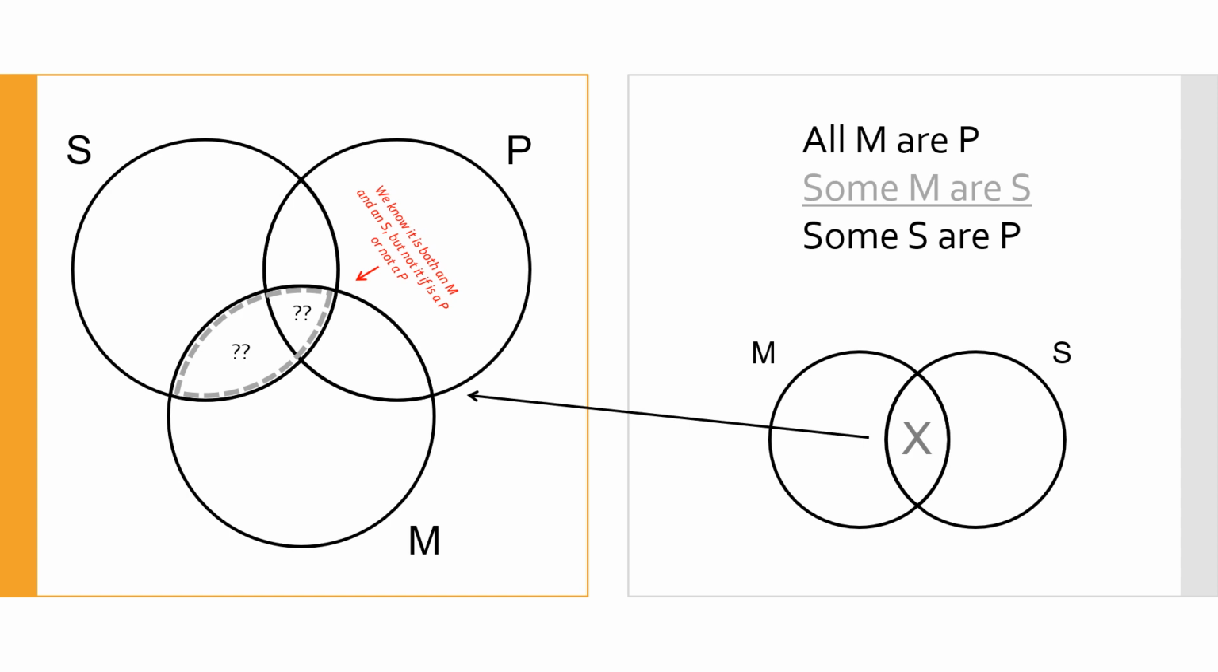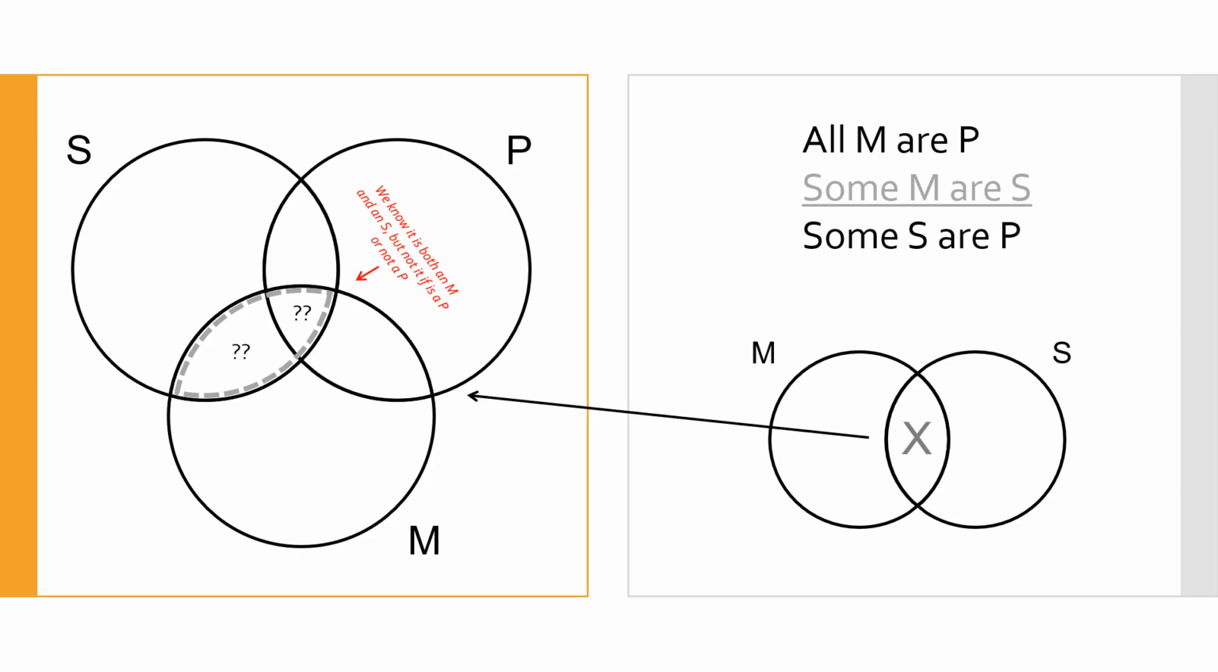But the problem we have at this point is, all we know is that it is an M and an S at the same time, this one thing. But we really are not in a position to say what kind of relationship it has to the third term, to the letter P in this case. So it might go in the very center, that is an S, P, and an M at the same time, or it might just be an S and an M without being a P.